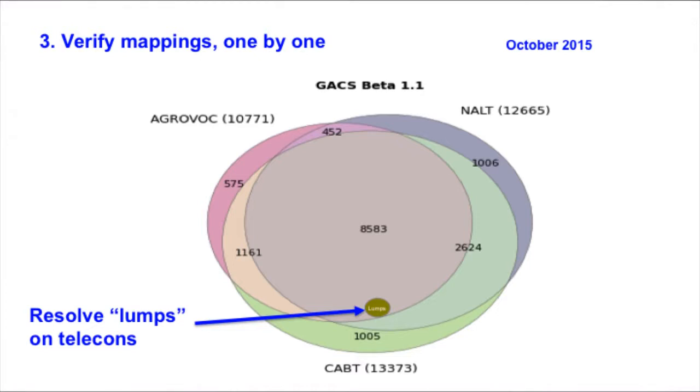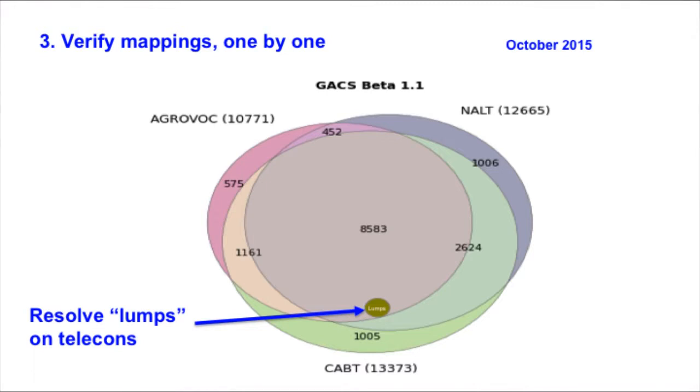So by October, here we are verifying these mappings one by one. The thesaurus maintainers at the three organizations are going through spreadsheets and checking to make sure the mappings really are good. We're resolving these lumps on teleconferences.